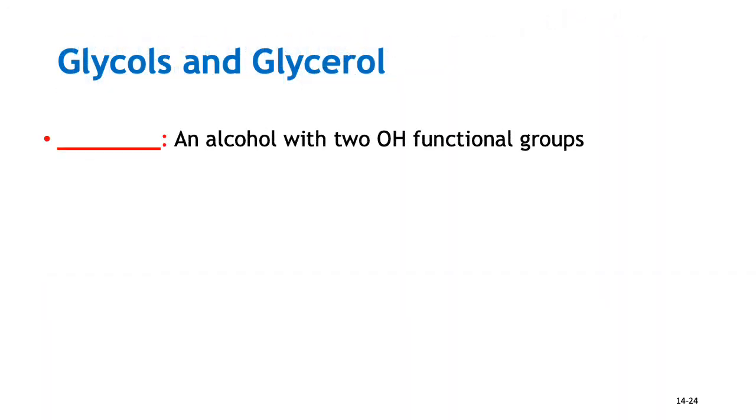Glycols and glycerol. A glycol is an alcohol with two OH functional groups, such as this. So you might have heard of ethylene glycol. Ethylene glycol is this molecule. Notice that right there and right there you have an alcohol attached. Actually, that's propylene glycol, excuse me. That would be ethylene glycol right there, where you have two carbons.